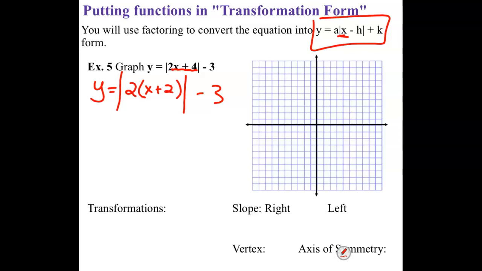x plus 2. Now I can take this and pull it out, and it will become the a part of my formula. When you pull it out, though, you have to take its absolute value because it's still inside those bars. So what's the absolute value of 2? Okay, so we get y equals 2, and then the absolute value of x plus 2, and then minus the 3.